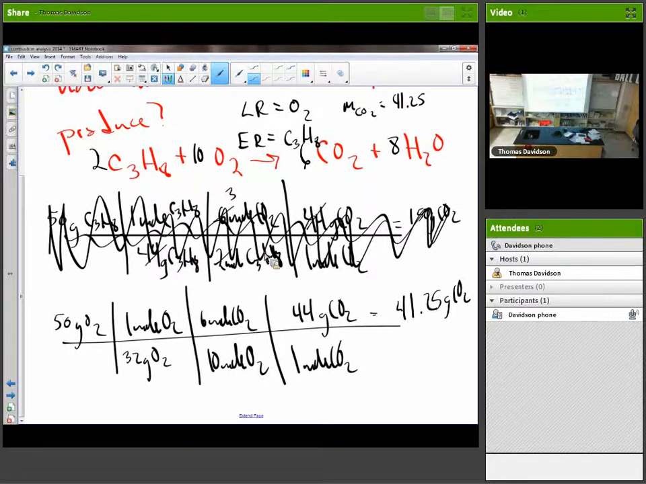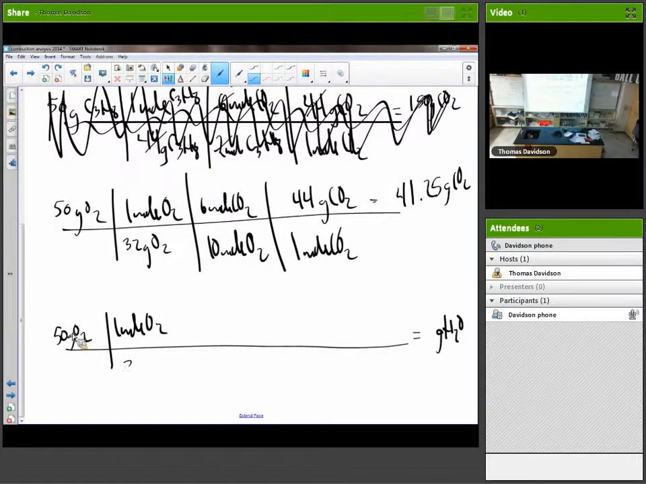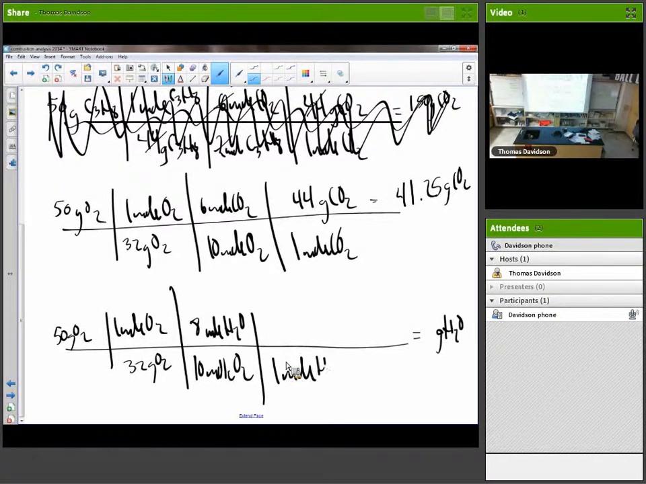I can make another picket fence for grams of water. Okay, and from now on, I'll always start everything with my limiting reactant. 50 grams of O2, 1 mole O2, 32 grams of O2. Then down here I had my 10 moles O2, and water. What was in front of water? Was it a 6? 8 mole H2O, 1 mole H2O, 18 grams of H2O. What's the answer to this?